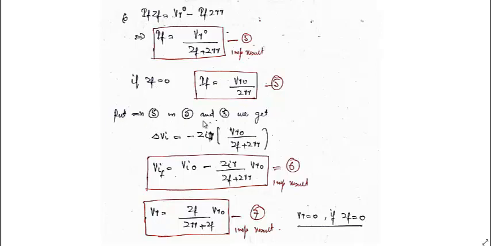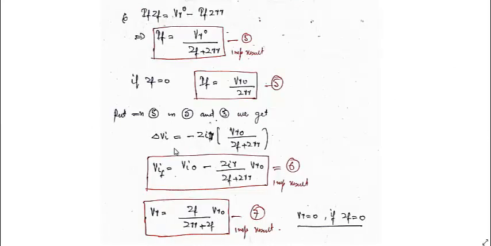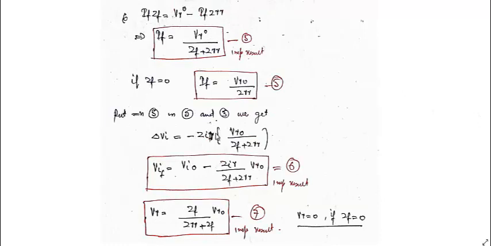Now put equation 5 into 2 and 3 we get. That means in this equation and in this equation. So first, let us say, in this equation, that is minus ZIR into IF, where IF is equal to VR naught divided by this. So this is equal to minus ZIR into VR0 divided by ZF plus ZRR.